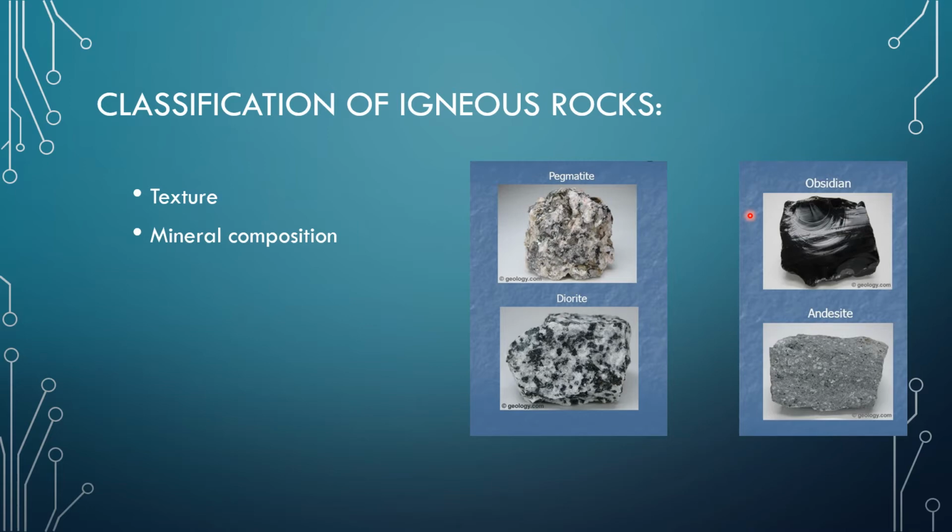As well, igneous rocks are defined by their silica content. Light-colored silica-rich minerals like feldspar, quartz, plagioclase, muscovite, and mica. And then there are also dark-colored silica-poor minerals like pyroxene, hornblende, and biotite.